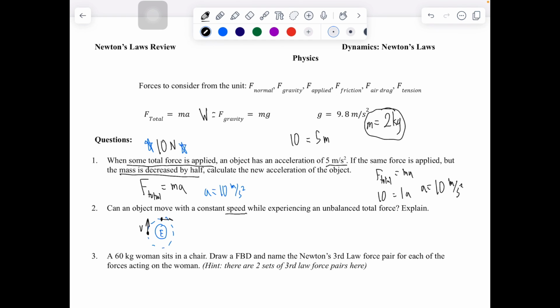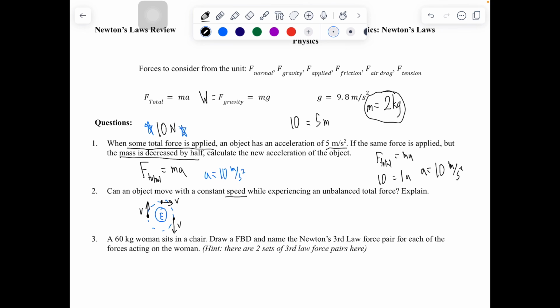Say it's going clockwise here. The velocity points different directions as it goes around and around. So the velocity is changing. The magnitude of the velocity, the speed, doesn't change, but the direction does. So you can't have a constant velocity while experiencing an unbalanced total force, because unbalanced forces cause acceleration. Acceleration is a change in velocity, but you can have a changing velocity with a constant speed if your direction changes. So yes, it is possible to move with a constant speed while experiencing an unbalanced total force.